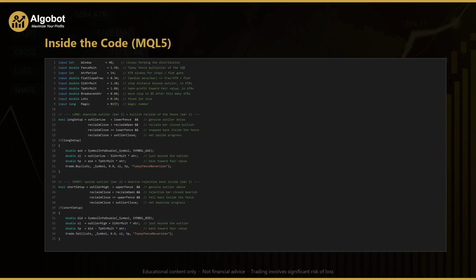Now the long block. The Boolean longSetup is true only when 4 conditions all hold. The outlier bar's low is below the lower fence. The reclaim bar closed above its open.